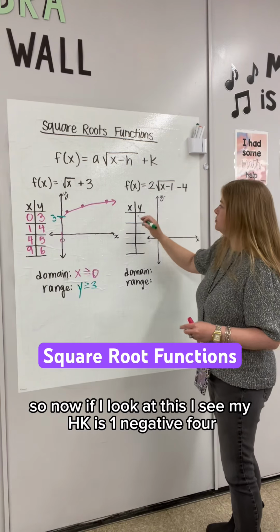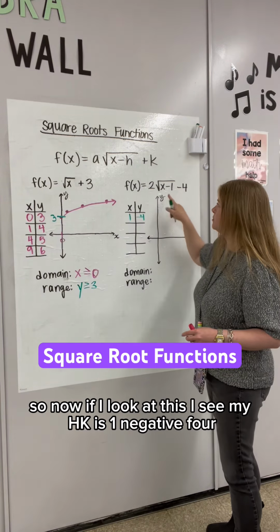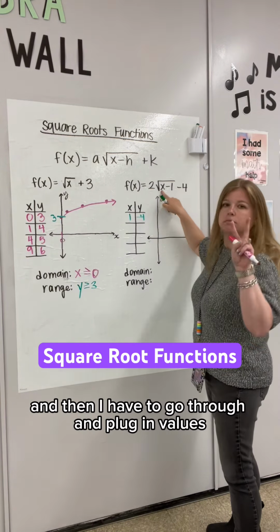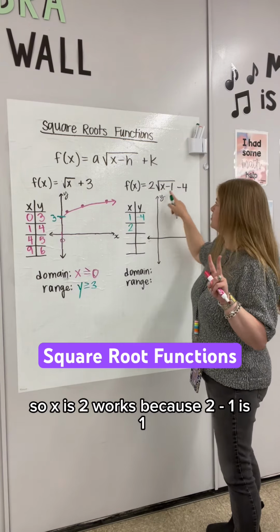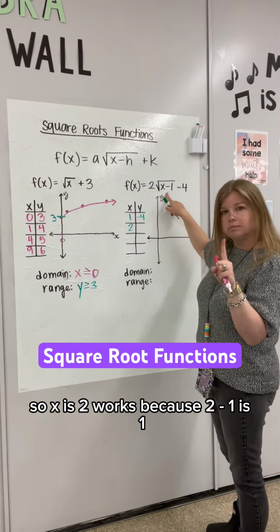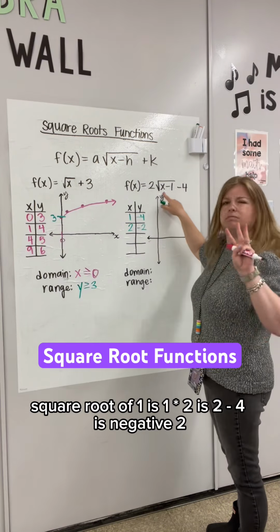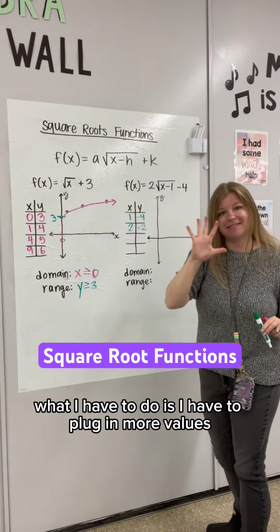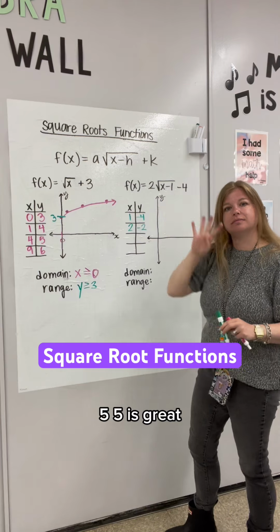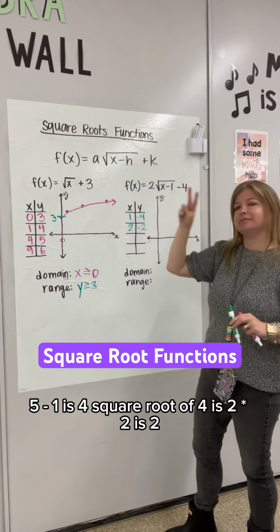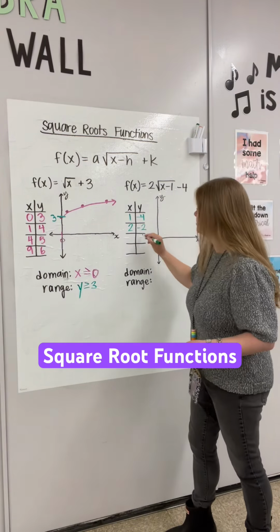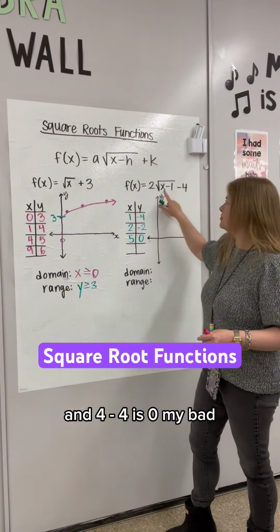So now, if I look at this, I see my (h, k) is 1, negative 4, and then I have to go through and plug in values. So x is 2 works because 2 minus 1 is 1, square root of 1 is 1, times 2 is 2, minus 4 is negative 2. What I have to do is plug in more values. 5 is great. 5 minus 1 is 4, square root of 4 is 2, times 2 is 4, minus 4 is 0, my bad.